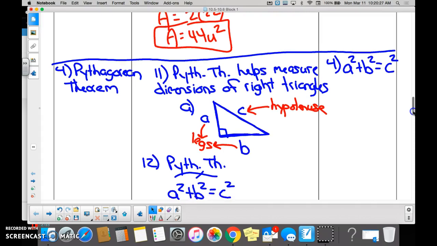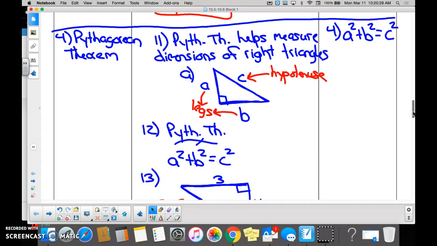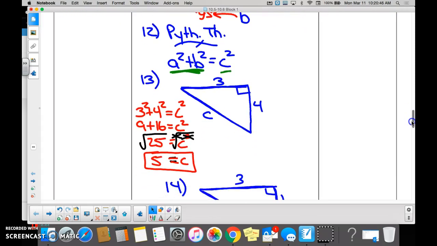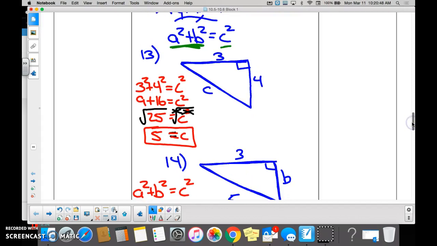Pythagorean theorem. The formula is a squared plus b squared equals c squared. And the a and b represent what part of a right triangle? And the c represents the hypotenuse. Excellent, and this would be your example of that, right? And the Pythagorean theorem only applies to what kind of triangles again? Right triangles.